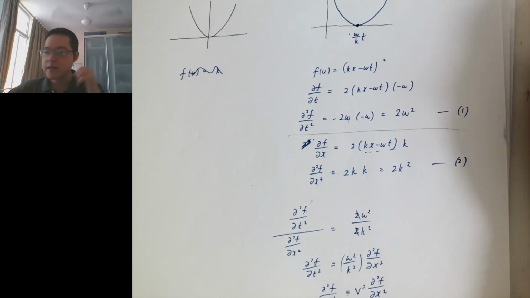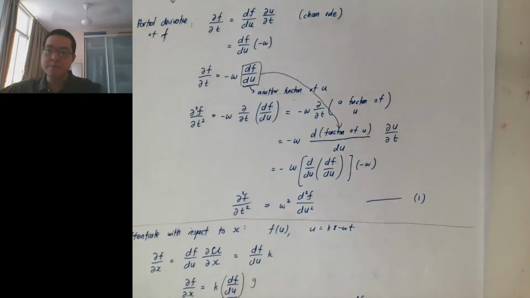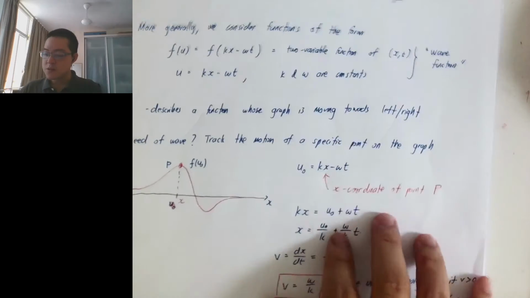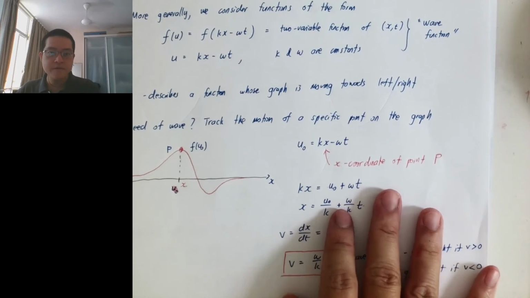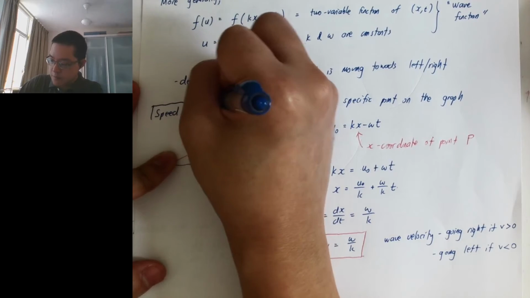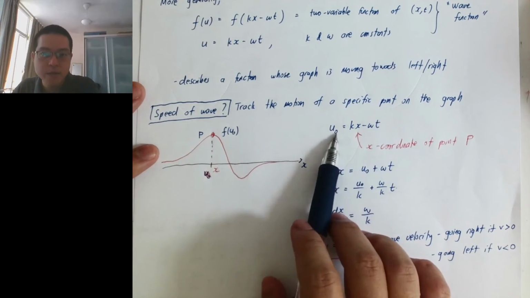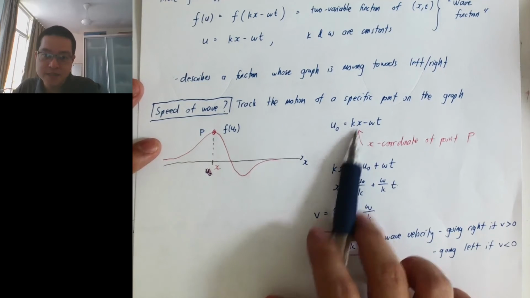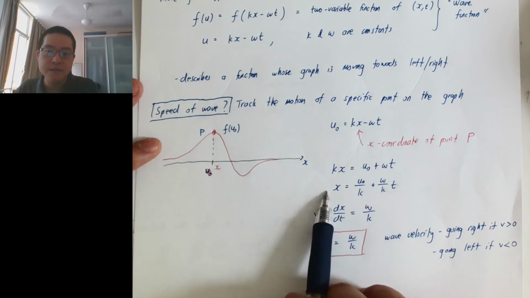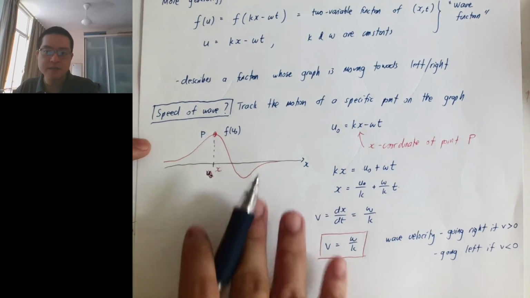Where did we get the kx again? For our purposes, let us remember that this is the formula for the wave velocity. So how did we get the speed of the wave? We track the motion of a specific point. So we got this, and x is a linear function of t. That means the position of this point is a function of t, so if I differentiate both sides, I get the velocity of the wave.